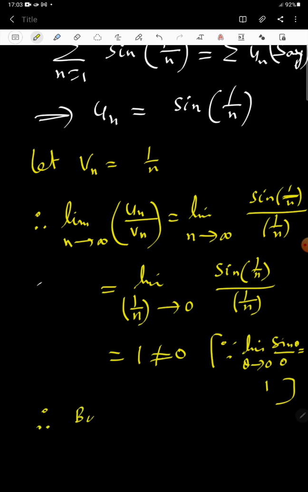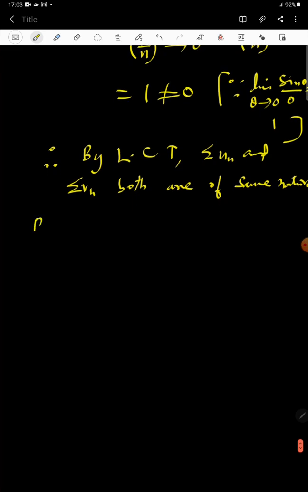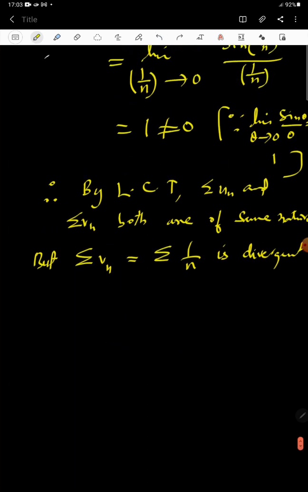Therefore, by limit comparison test, sigma un and sigma vn both are of the same nature, but sigma vn is equal to sigma 1 by n, which is divergent because of the p test. P value is 1 here, 1 by n power 1. So p value is 1 and it is divergent.